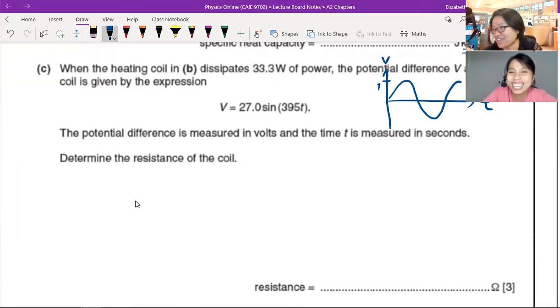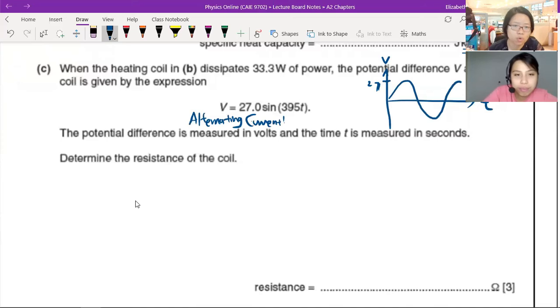So chapter 24. If you see this sine graph, if you know a bit about properties of sine graph, the amplitude is 27. Okay, determine the resistance of the coil.